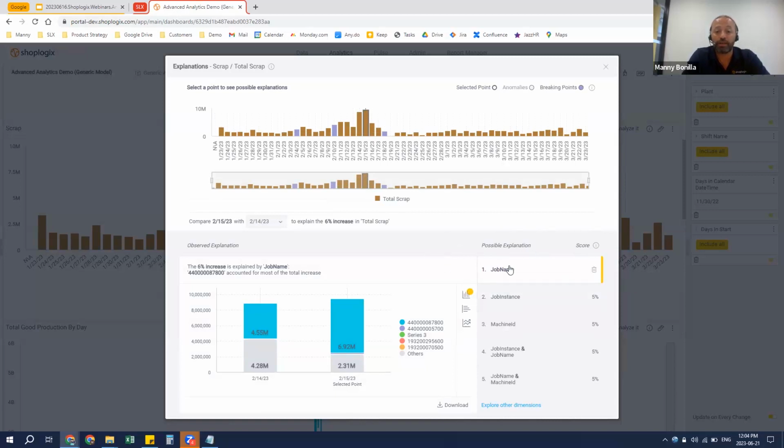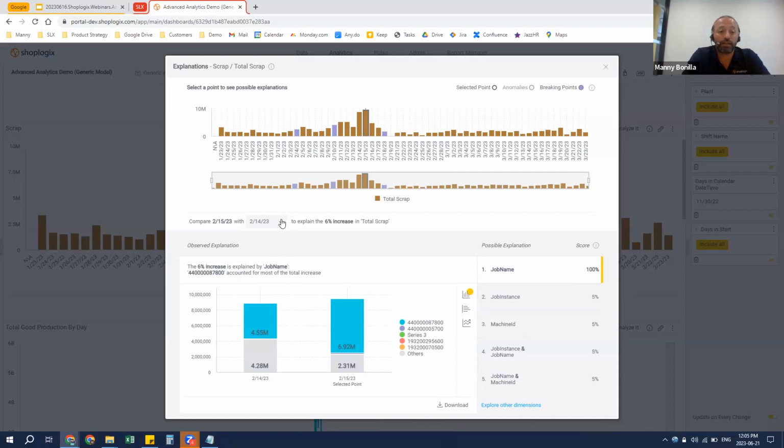So it's looking at job name versus machine versus maybe job instance and job name. So there's a whole bunch of different types of correlations it tries to find, and then tries to find the most likely. And so what it's saying is that a 6% increase in scrap was explained by a specific job that was running on the line.